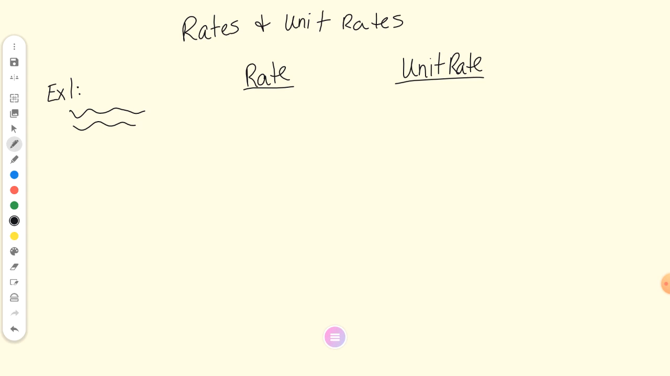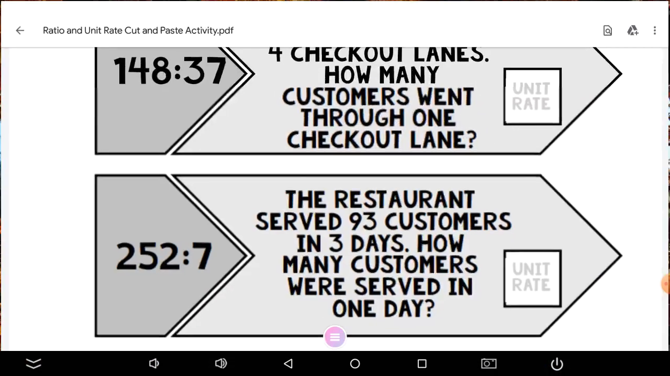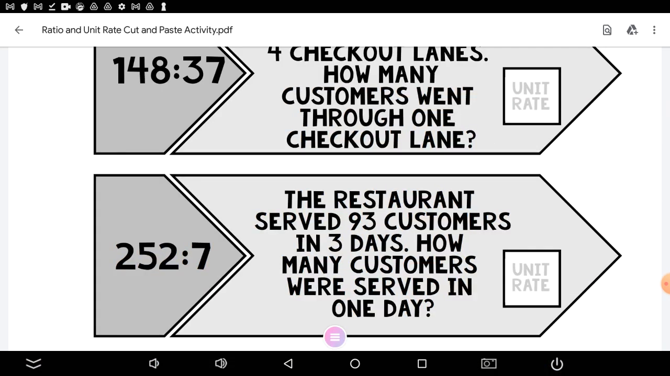What is the difference between a rate and a unit rate? Alex? A rate can have any other denominator besides 1, and a unit rate only has a denominator of 1. Yeah, a rate is a comparison of any 2 numbers. It can be any 2 numbers. A unit rate has to have a denominator of 1.